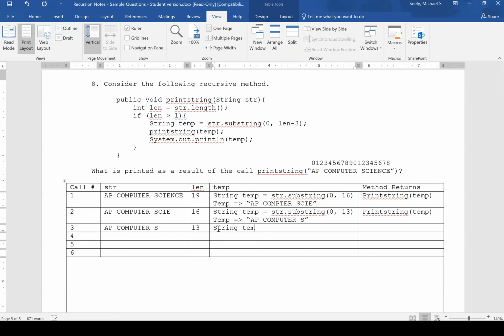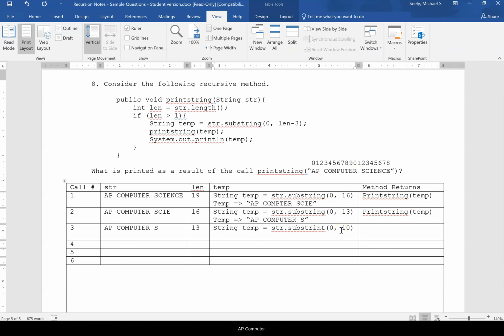So dot substring 0, 10. So 10 would bring us to this R, minus 1 would be what? AP Compute. And again, this is difficult if you're trying to do this. It's impossible, I think, to do in your head. Okay, but if you just do it like I'm showing you and work your way down the stack and write it out, it should be pretty easy. So this is 10.